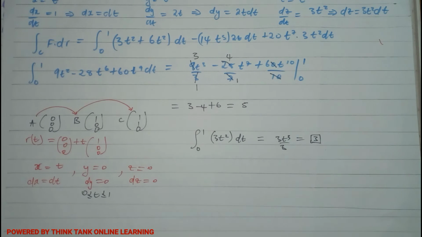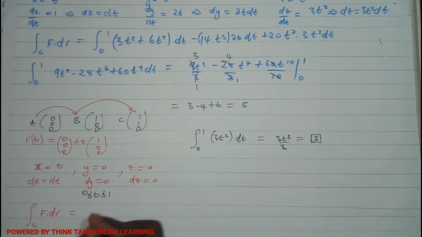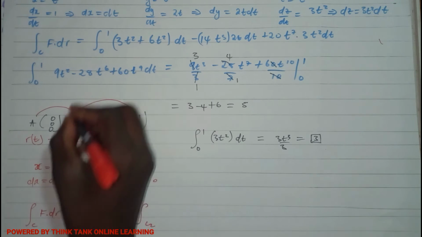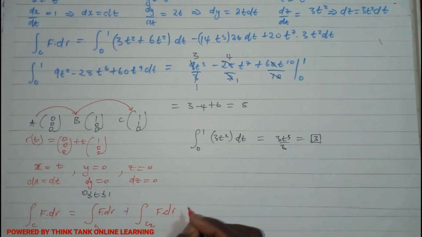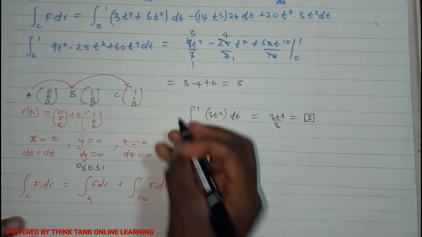But I think I should have written the formula for finding the work done along different points. So I'm going to say the integral of F dot dr along C is equal to the integral of F dot dr along C1, from this point, plus the integral along C2, to this point, like this. This was C1, so I could just write C1 here.